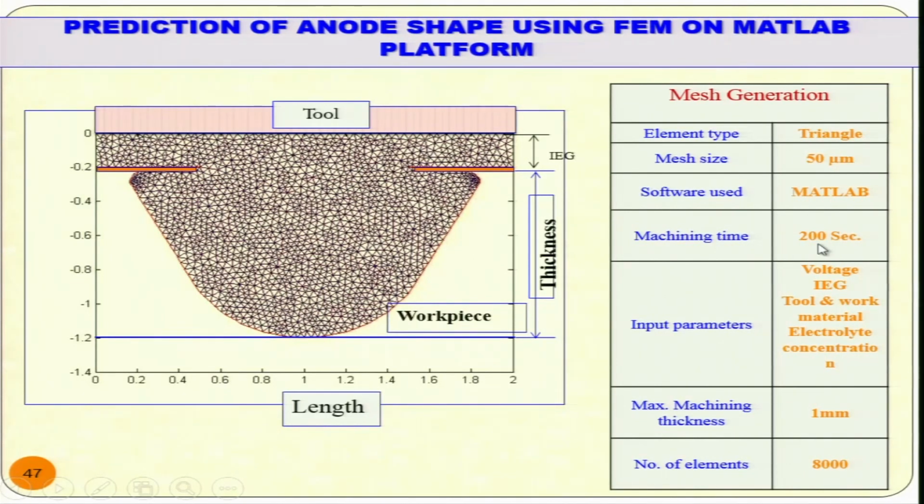MATLAB platform was used. Machining time was 200 seconds. Input parameters were voltage, inter-electrode gap, tool and workpiece material, electrolyte concentration, and maximum machining thickness was 1 millimeter, and the number of elements used were 8000. So you can think of how much computational time will be required for handling such a small problem.